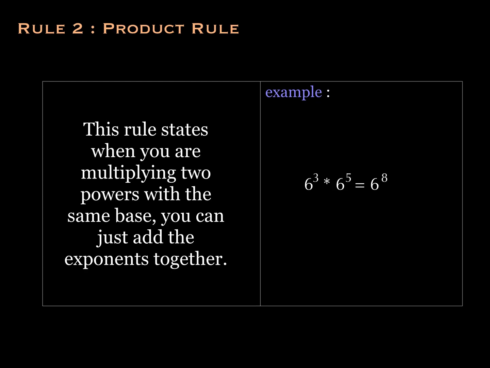Rule 2. Product rule. This rule states when you are multiplying two powers with the same base, you can just add the exponents together. For example, 6 to the power of 3 times 6 to the power of 5 equals 6 to the power of 8, because 3 plus 5 equals 8.